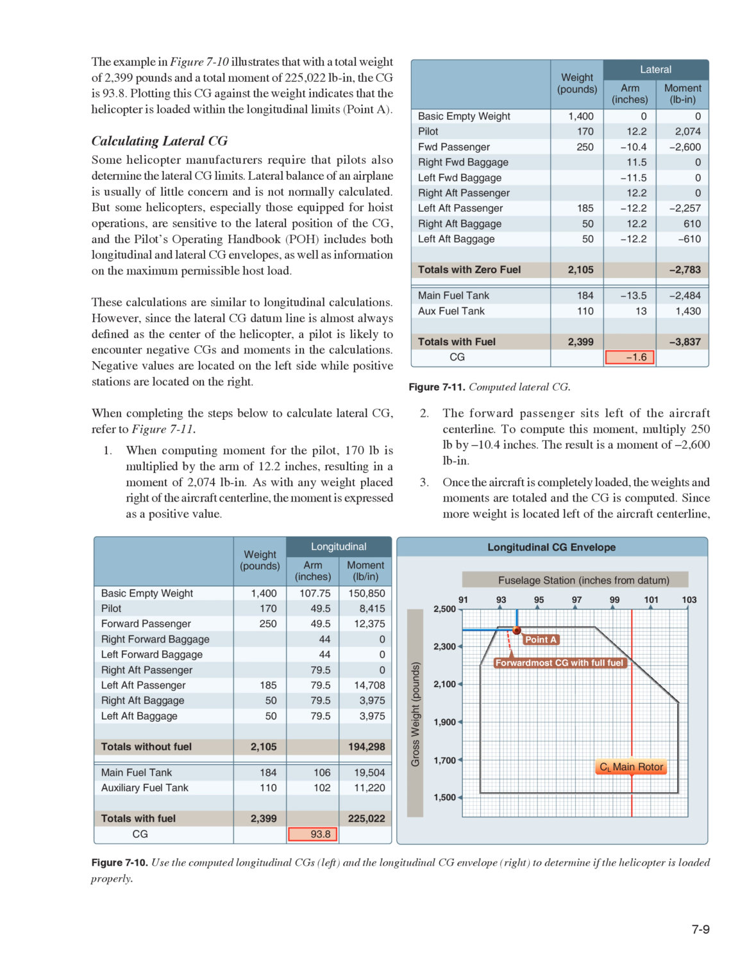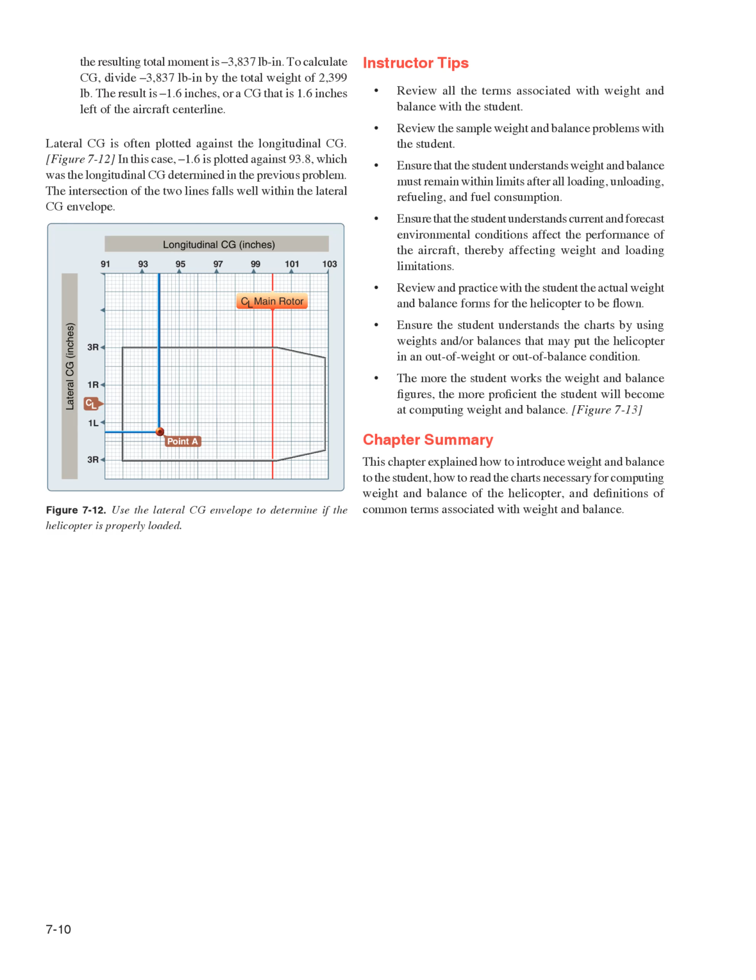3. Once the aircraft is completely loaded, the weights and moments are totaled and the CG is computed. Since more weight is located left of the aircraft centerline, the resulting total moment is minus 3,837 pound-inches. To calculate CG, divide minus 3,837 pound-inches by the total weight of 2,399 pounds. The result is minus 1.6 inches, or a CG that is 1.6 inches left of the aircraft centerline.